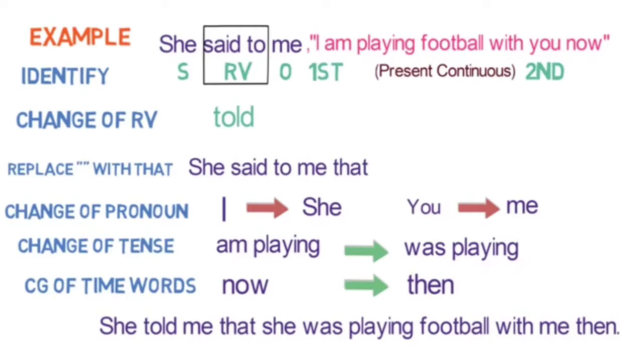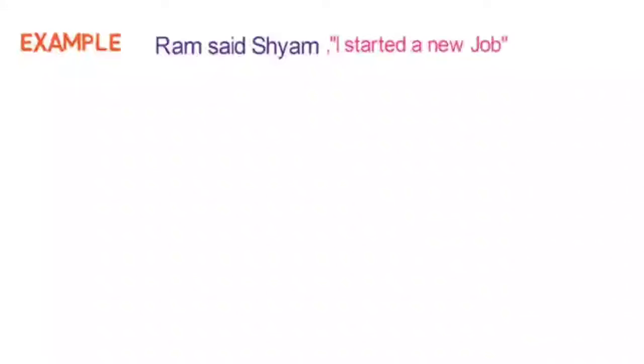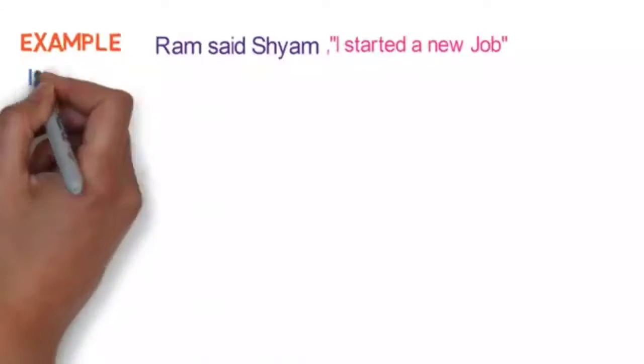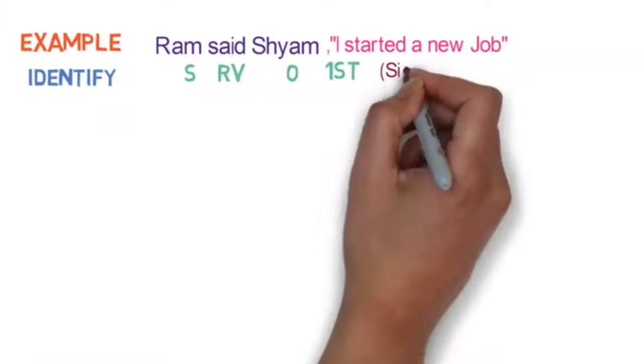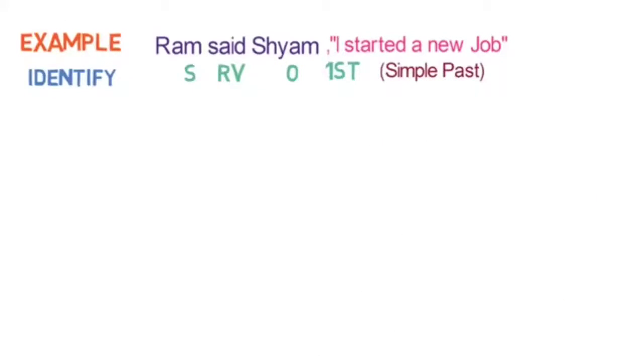Did you all understand these 6 steps? Now let's move on to the next example. Ram said to Shyam, I started a new job. First step is the step of identification. Ram is the subject here, Shyam is the object, said to is the reporting verb, and I is the first person in the reported speech. As said to is in the past form, we need to check the tense of the reported speech. So, it is in the simple past tense.